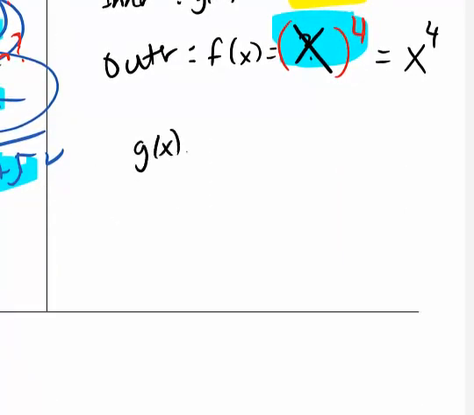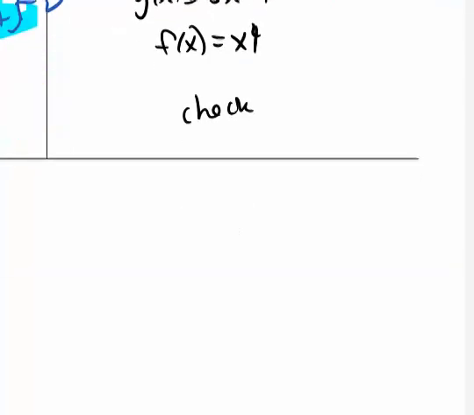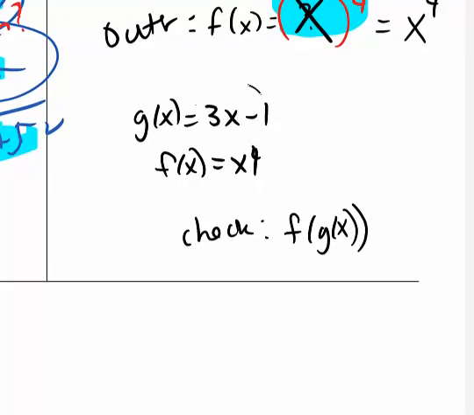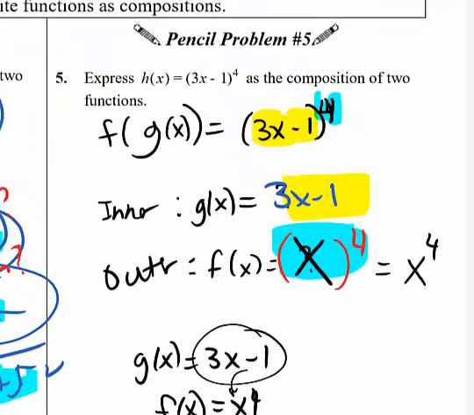Just g of x is 3x minus 1. f of x is x to the fourth. And like I said, if you don't feel comfortable with that, you can always check by composing those. Do what we did in the previous example. If I find out what f of g of x is, that would mean this thing is going to go inside here, replace x with 3x minus 1, and I think it would look like what we want it to look like.